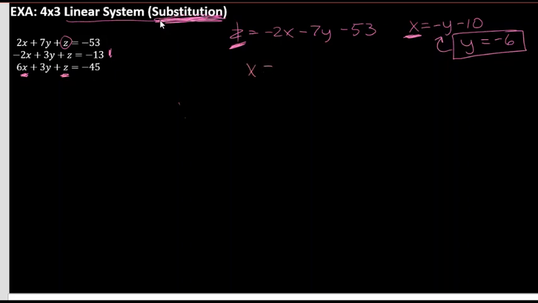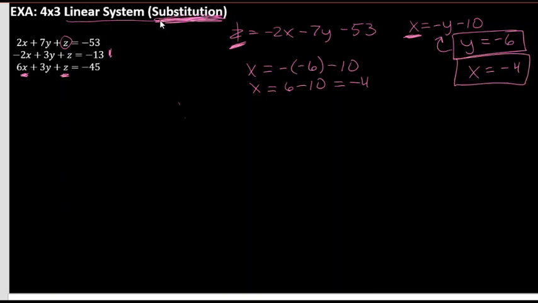So now I've got x equals negative y, right, minus 10. That's a double negative, so that's just 6 minus 10. And x is therefore equal to negative 4. So x equals negative 4. Easy peasy, right? Now I can just take my x and my y and plug them both into here. So substitution is gnarly once you get past the little 2x3 matrices or systems.